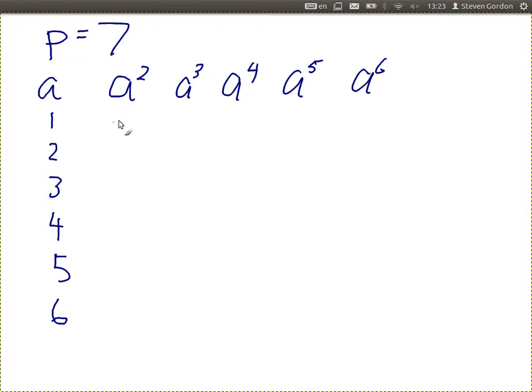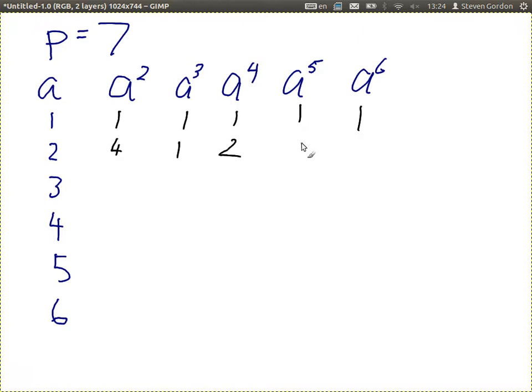What's the first answer? A equal to 1, A squared mod 7 is 1, A cubed mod 7 when A equals 1. The first set are easy. So when A equals 1, A to the power of 6 is of course 1, mod 7 is 1. And now do it for A equal to 2. A squared, 2 squared is 4, mod 7 gives us 4. 2 cubed, mod 7, 1. 2 to the power of 4, mod 7, 2. 2 to the power of 5, mod 7, and 1.